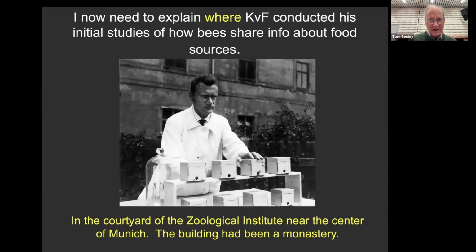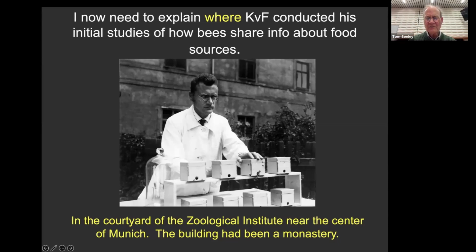Now I need to explain where Carl von Frisch conducted his initial studies of how the bees share information about food sources. This is a picture of Carl von Frisch. I went to the Austrian archives in a museum there, and they had just one photo of Carl von Frisch as a young man. A lot of photos when he became famous, but just this one when he was a young professor.